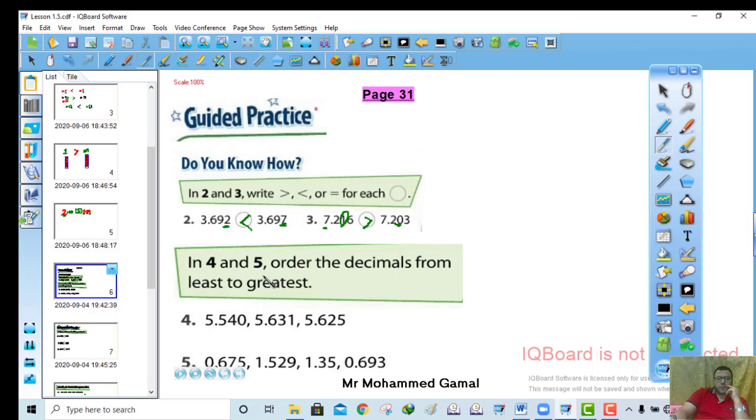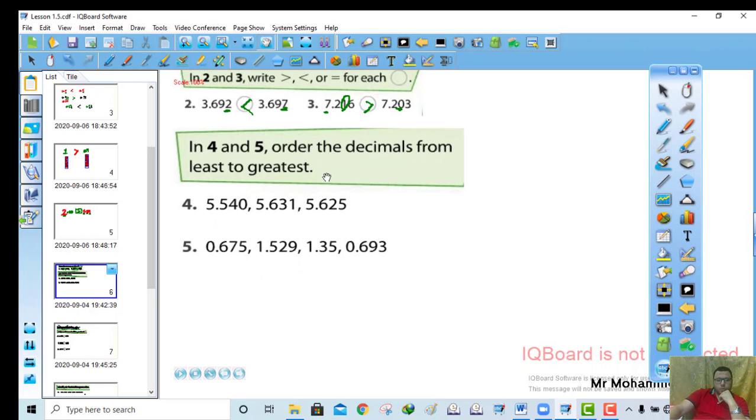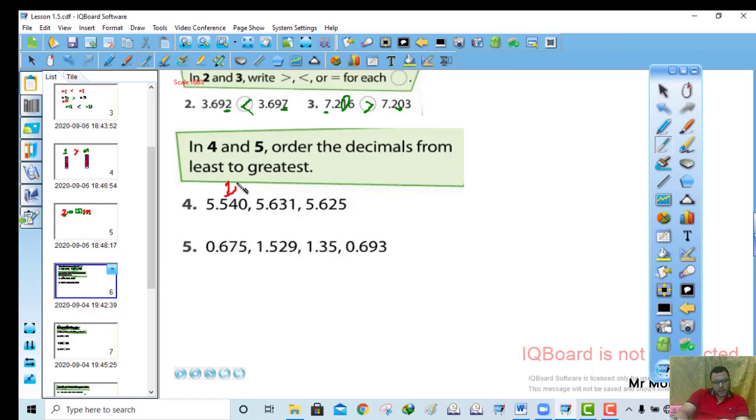In questions 4 and 5, order the decimals from the least to the greatest. He is asking us to order them from what to what? From the least to the greatest. Okay, the least one here: 5, 5, 5, all of them 5. Here 5, here 6, here 6. So of course the 5 is less than the other two 6. So this one is the least one, number 1.